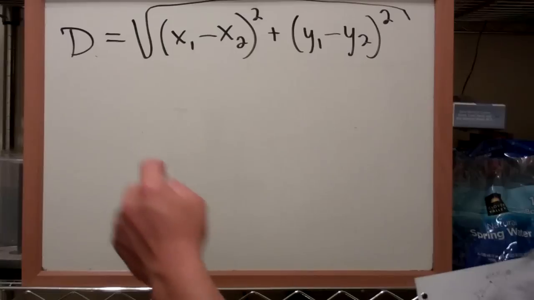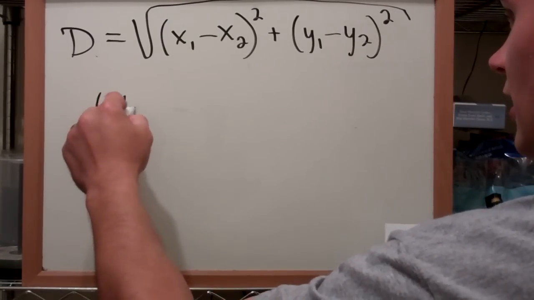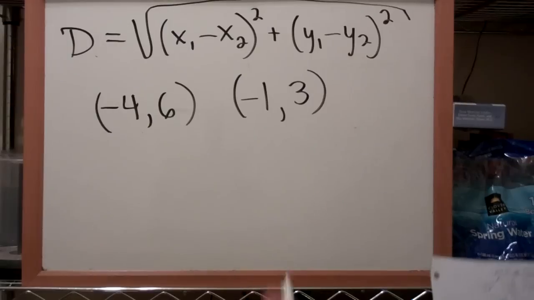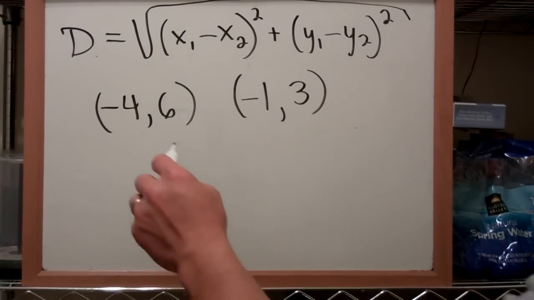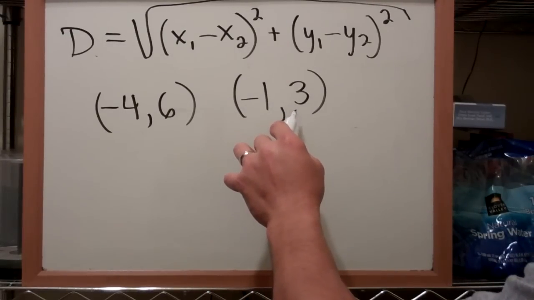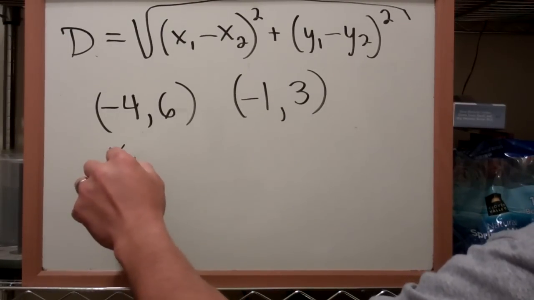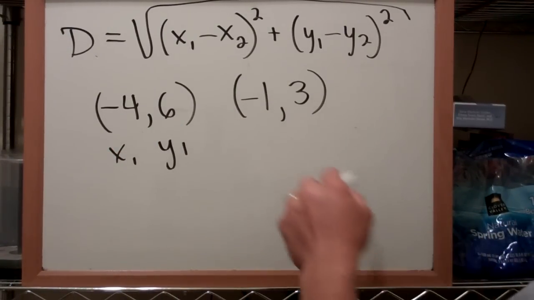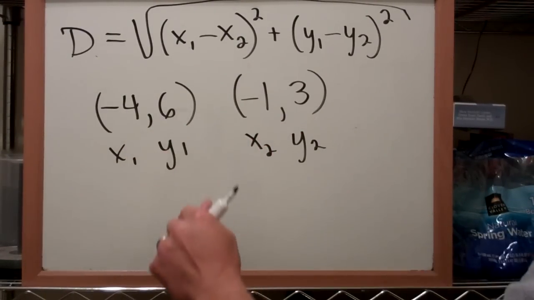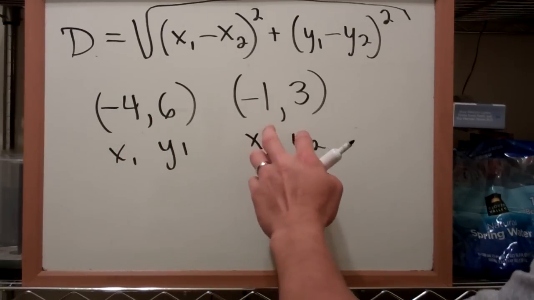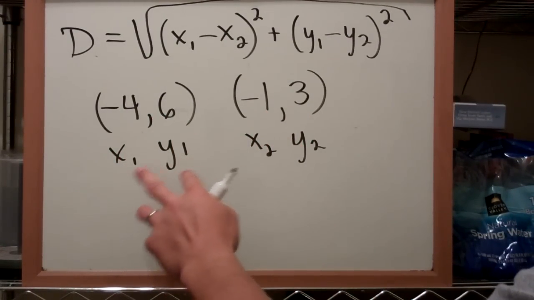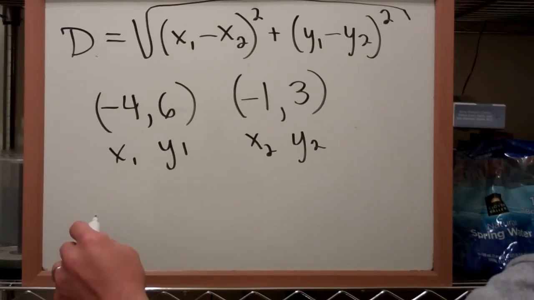So, for example, if I was given 2 points, (-4, 6) and (-1, 3), here we can say that this is considered point 1 and this is considered point 2. And we could say this is x1 and this is y1. This would be x2 and y2. So point 1 has an x and a y coordinate, point 2 has an x and a y coordinate. Now, we would use this information inside the formula.